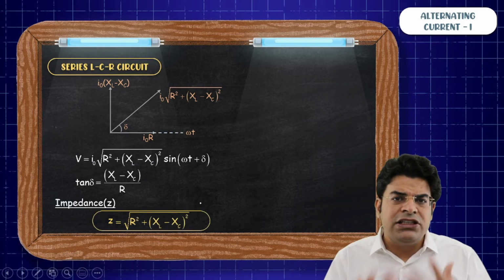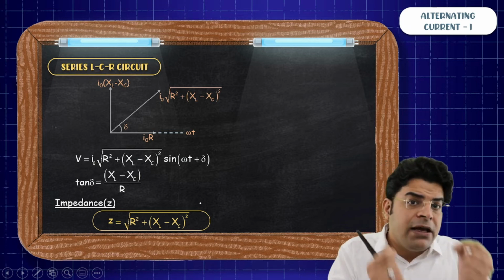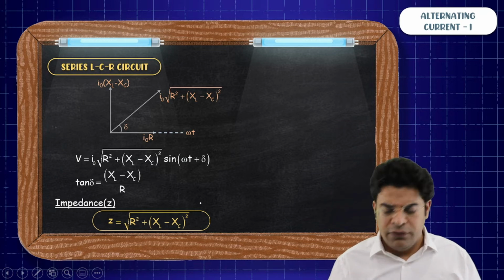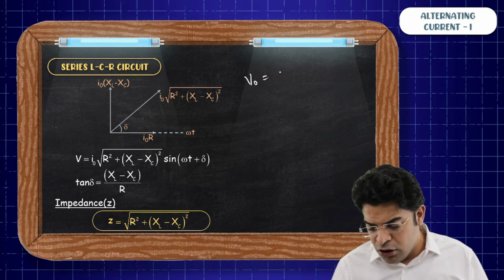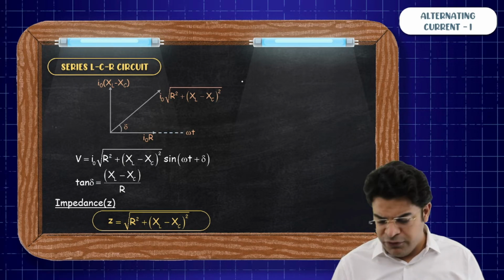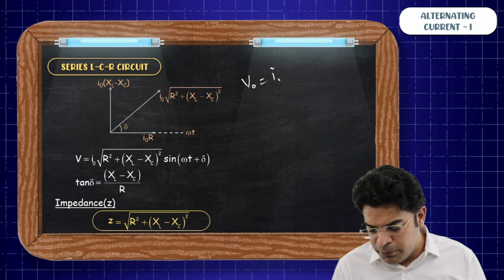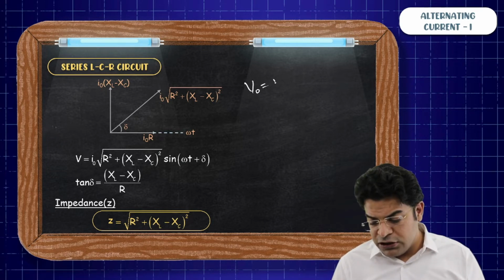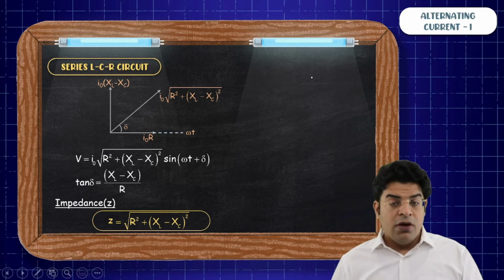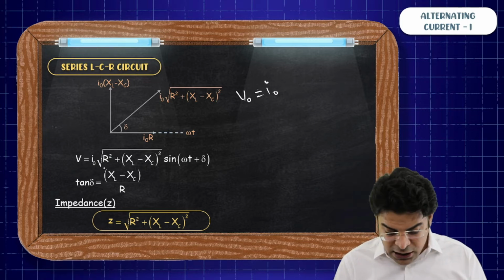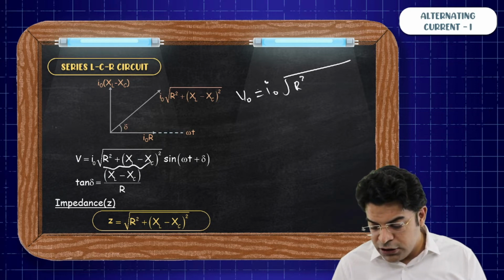What is the relationship between impedance, peak current and peak potential drop? For a pure resistive circuit, we know that the peak potential drop equals peak current into resistance. For a pure capacitive circuit, the peak potential drop equals peak current into XC. For a pure inductive circuit, the peak potential drop equals peak current into XL. For an LCR circuit, we get peak potential drop equals peak current into under root of R square plus (XL minus XC) whole square.